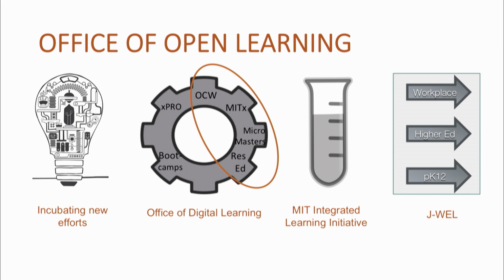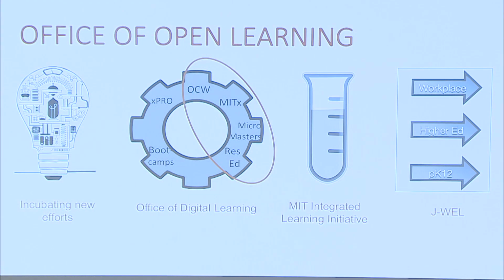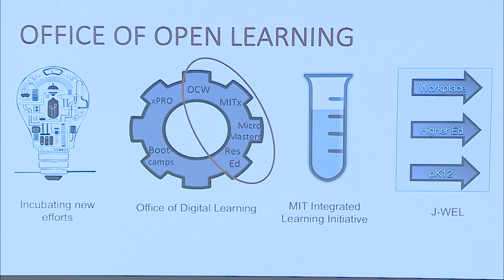This is, instead of showing you an org chart, a diagrammatic way of describing all the different parts in the Office of Open Learning. This gear wheel represents the parts of the office where we produce online content and share it with the world in multiple different ways. I'm going to talk about OpenCourseWare, MITx, MicroMasters, and what we do on campus, residential education.